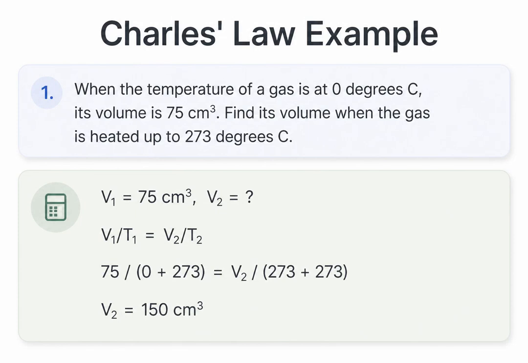Here's an application of Charles' law. A gas at 0 degrees Celsius has a volume of 75 cubic centimeters. We heat it to 273 degrees Celsius. Notice we must convert Celsius to Kelvin by adding 273. Plugging these absolute temperatures into our equation, we find the new volume doubles to 150 cubic centimeters.